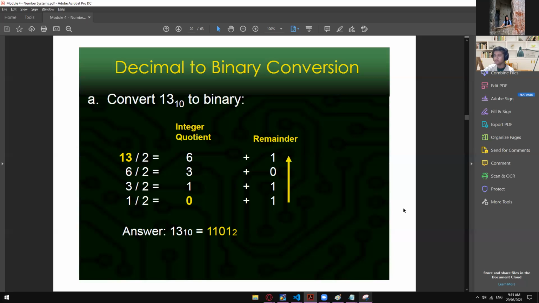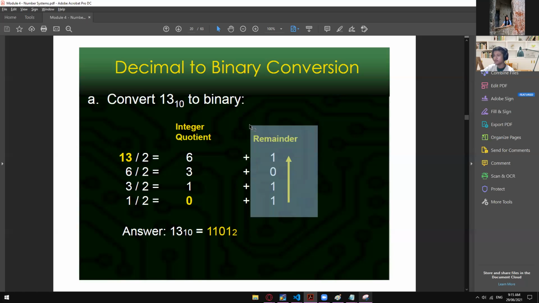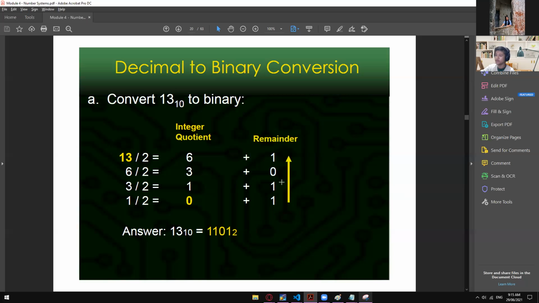As a result, the one that you're going to get as your final answer would be the remainders. Starting from the bottom, it's 1101. So 1101 base 2. So 13 base 10 is now converted into binary, base 2. I'll give you guys 30 seconds to 1 minute to analyze this one.